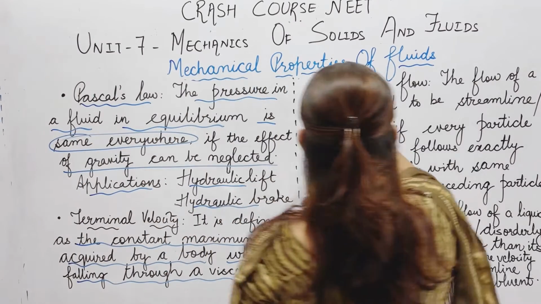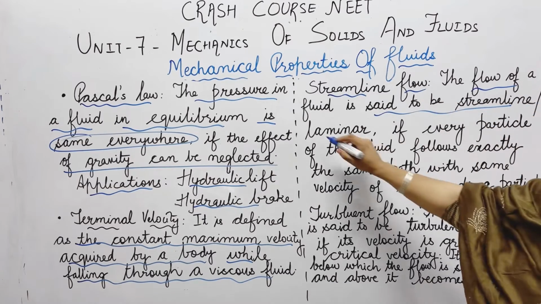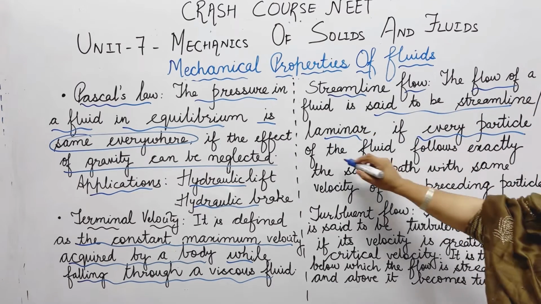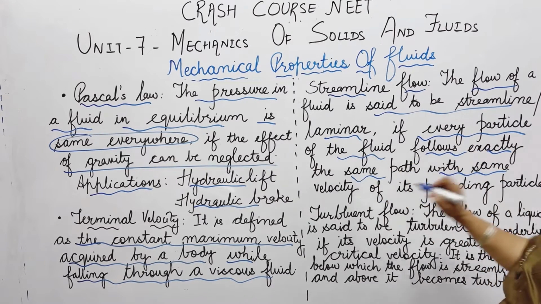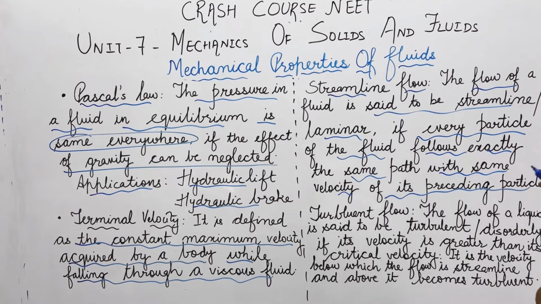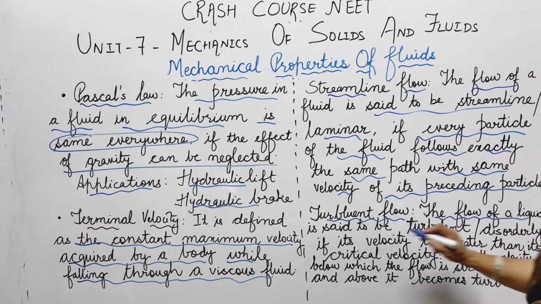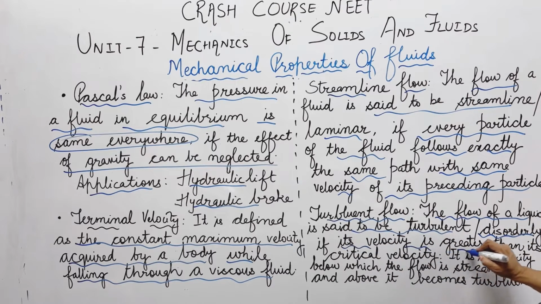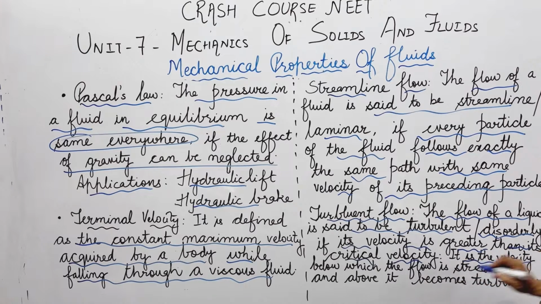Next is about the streamline flow. The flow of fluid is said to be streamline or laminar if every particle of the fluid follows exactly the same path with the same velocity as its preceding particle. The next is about the turbulent flow. The flow of a liquid is said to be turbulent or disorderly if its velocity is greater than its critical velocity. What is critical velocity? It is the velocity below which the flow is streamlined and above it, it becomes turbulent.